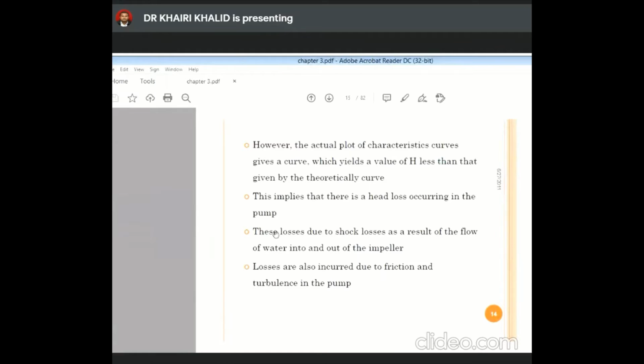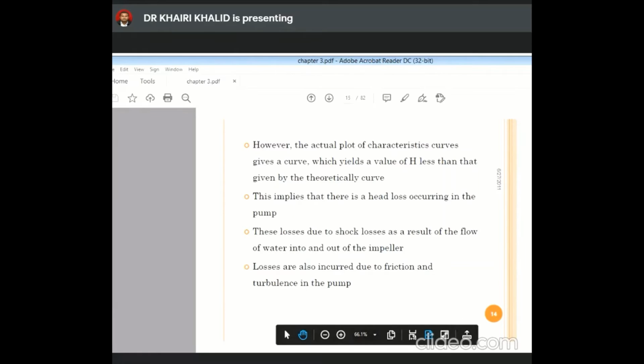All right. The losses are due to shock losses as a result of the flow of the water into and out of the impeller. Okay, losses at the impeller, incoming and outgoing from the impeller. All right, due to the friction and the turbulence in the pump. So again, this is the diagram.